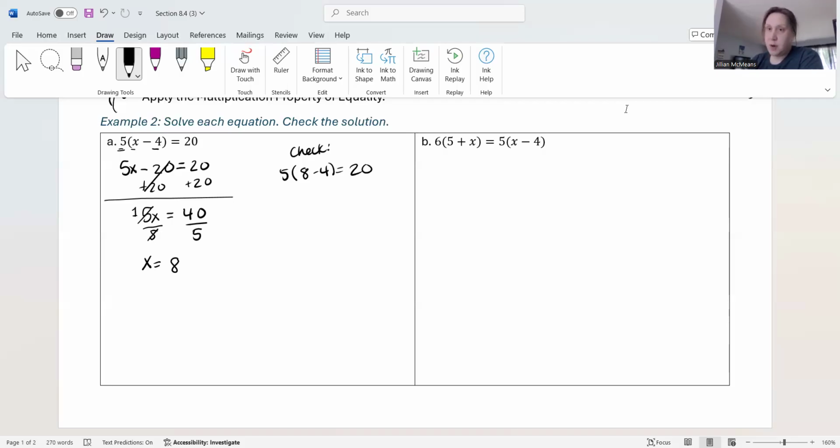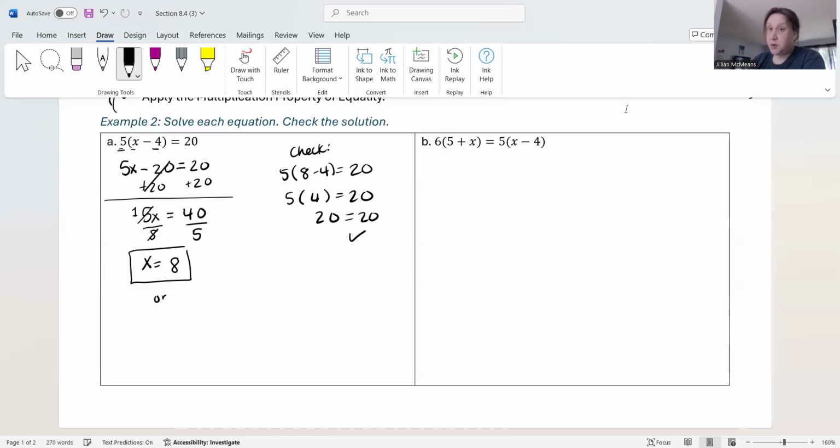So we want to use the order of operations. The order of operations says take care of what's in your parentheses first. So I would get 5 times, well, 8 minus 4 is 4. And then on the left, 5 times 4 is 20. And we can see that 20 really does equal 20. So we can say with confidence that our solution is x equals 8.